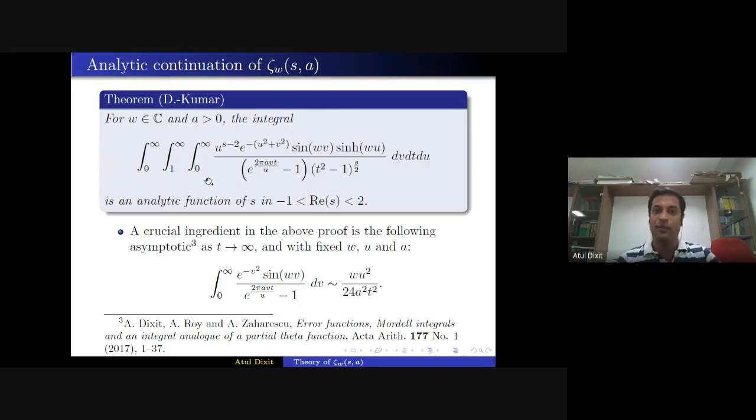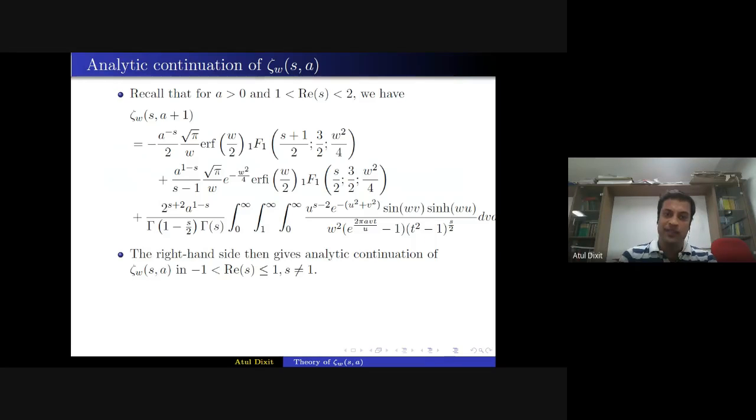As I said, I'm not going to go over the proof of this at all, but I just wanted to say that one crucial asymptotic that one needs here is an asymptotic for this integral, which I had developed previously with Professor Zaharescu and Arindam Roy. Okay, so this slide I already explained. This identity is first true for real s between 1 and 2, but this is analytic in minus 1 less than real s less than 2. So I use this right-hand side to define zeta sub w of s comma a in this extra region.